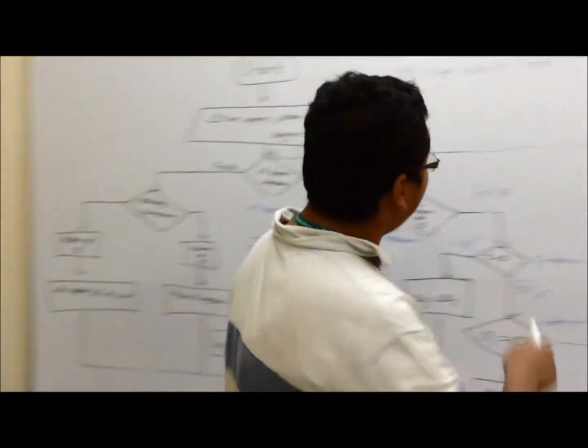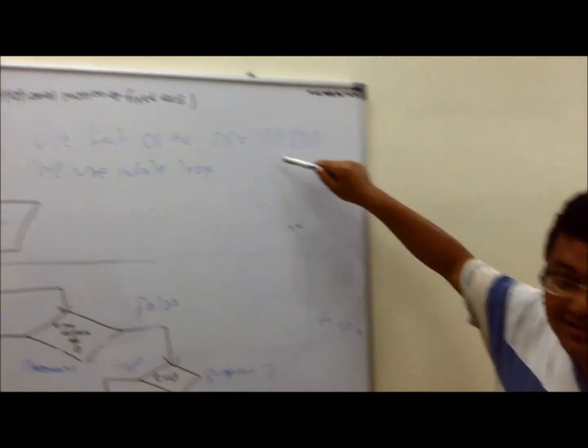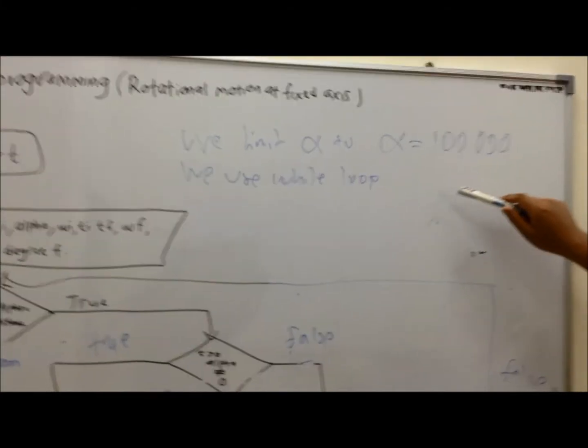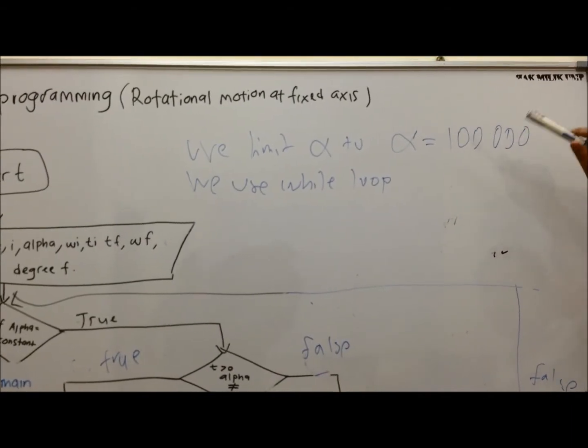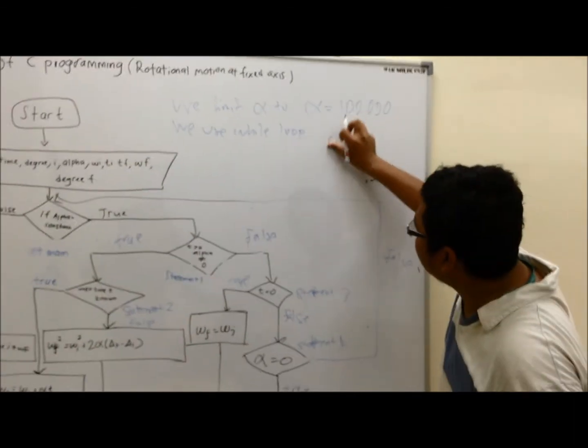When alpha is more than 100,000, we use the function, the while loop, we deduct like this. Alpha, sorry.